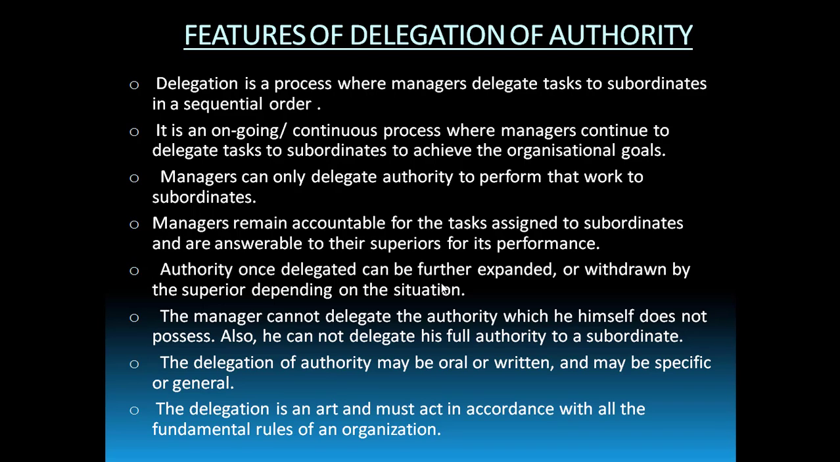Now, features of delegation of authority. Delegation is a process where the manager delegates tasks to the subordinates in sequential order. This we discussed earlier. Secondly, it is an ongoing or continuous process where the manager continues to delegate tasks to subordinates to achieve organizational goals. Right? So this is not a one-time activity or one-time process which the manager does to his subordinate. It is an ongoing or continuous process where the manager keeps on delegating a part of his work to the subordinates.